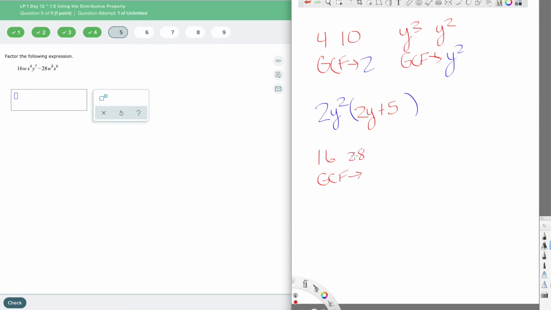Let's see, I think that might be it. Yep, 4. Because if I divide by 4, I get 4. If I divide by 4, I get 7. So I'll put that in blue for whatever reason, because I keep doing that. Blue. All right.